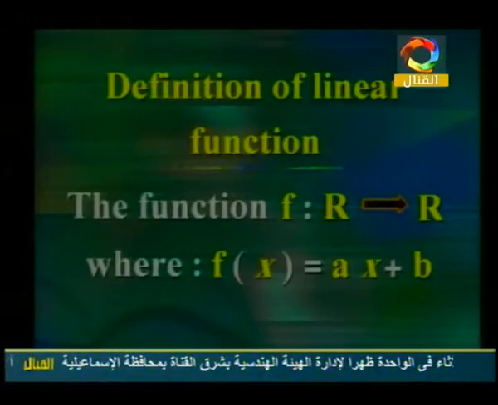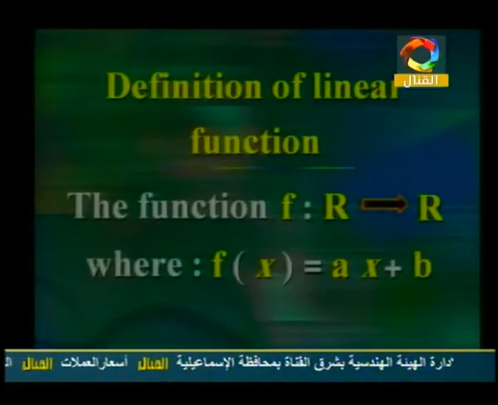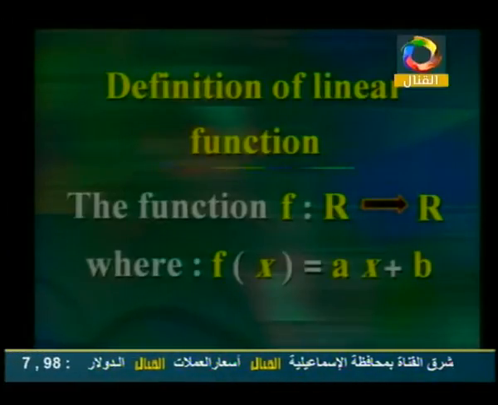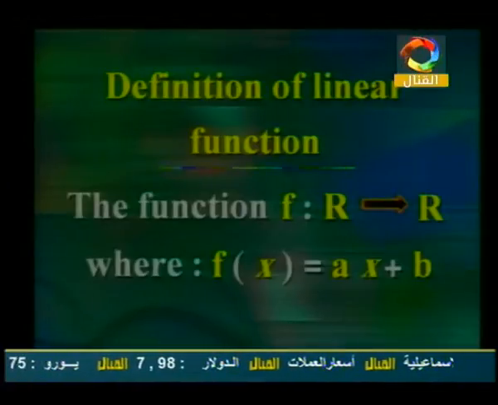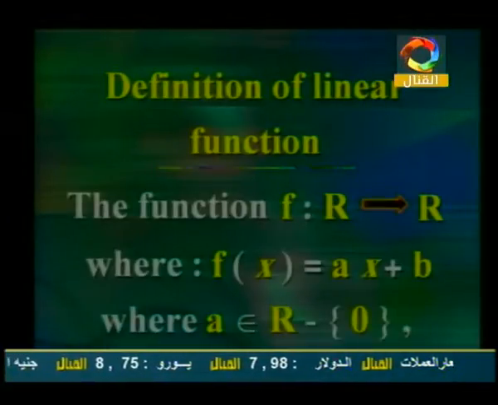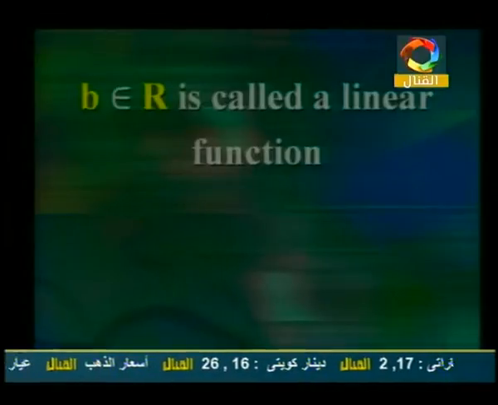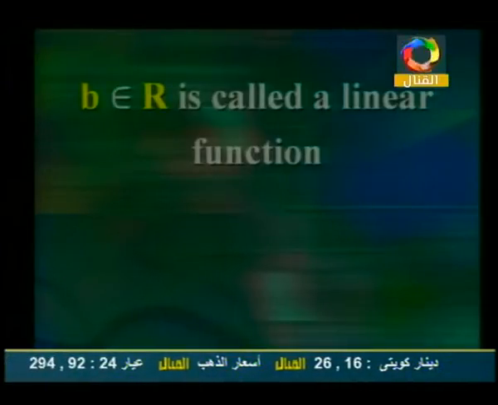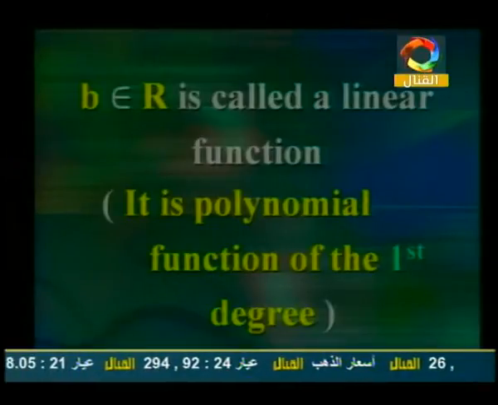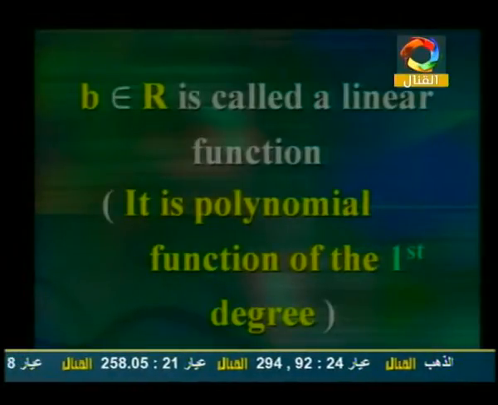Then the form of function like ax plus b is the linear function, where a belongs to R minus 0, b belongs to R, is called a linear function. A function of the form f of x equals ax plus b is called a linear function. It is a polynomial function of the first degree.